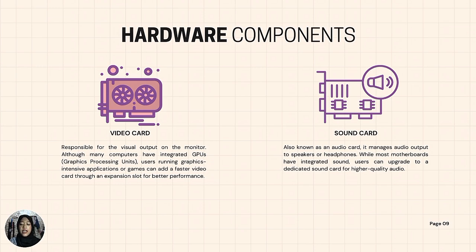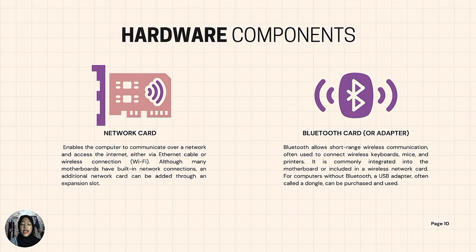11. Video card. A video card handles the graphics. It's important for gaming, video editing, and design work. 12. Sound card. This card improves sound quality. It's useful if you want better audio from speakers or headphones. 13. Network card. A network card connects your computer to the internet or other computers using cable or Wi-Fi.